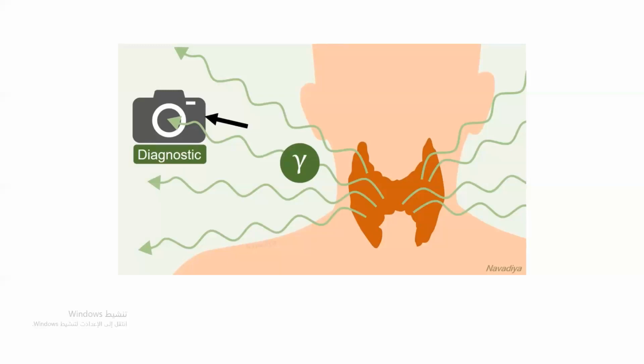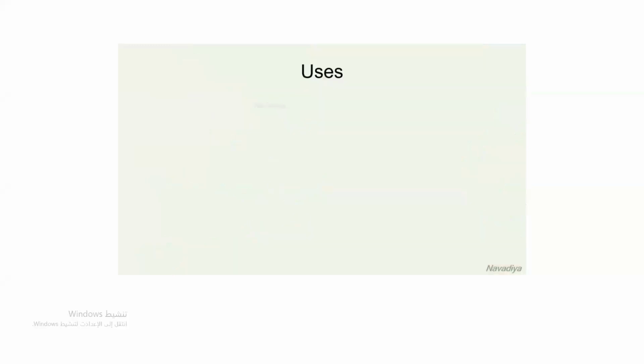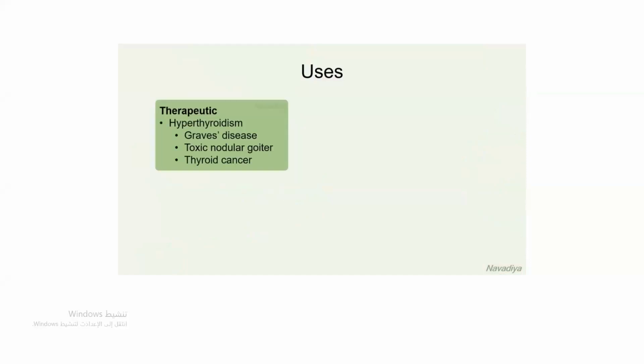Half-life of radioactive iodine is about 8 days. Now let's talk about uses of radioactive iodine. Therapeutically, it is used for hyperthyroidism, for example, Graves' disease, toxic nodular goiter, and thyroid cancer. Diagnostically, it is used in low doses to identify some thyroid conditions.